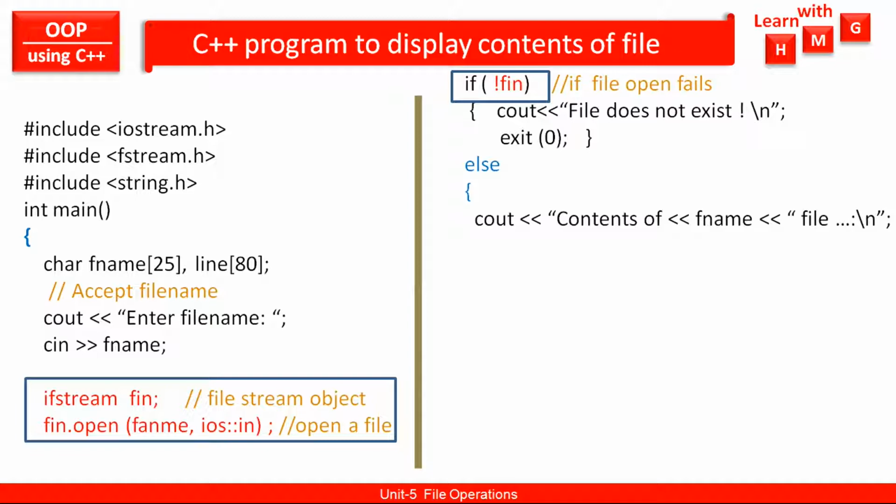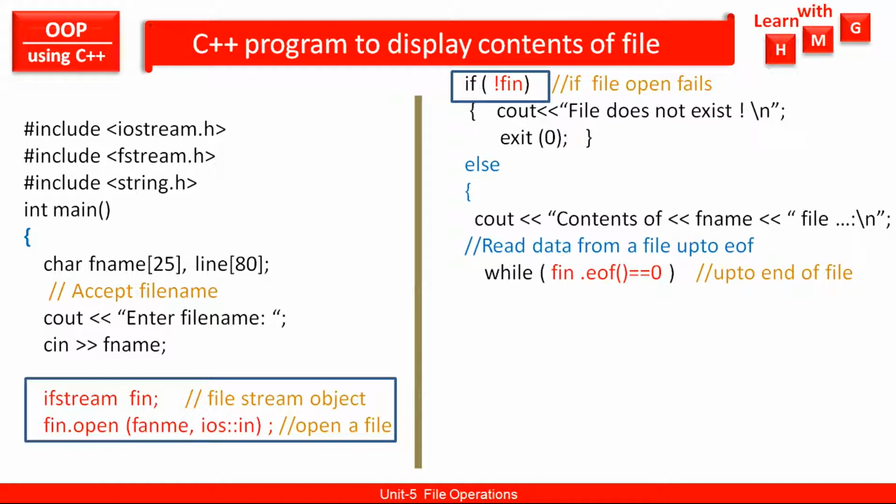So let us display the contents of the file by reading data from the file up to end of file. For that, you have to set a while loop up to end of file, that is, while not fin.eof. eof is a member function of the stream class and it is called using the fin stream object. The eof returns 0 if there is more data in the file, and it returns 1 if the end of file is detected. So here let us go for reading. Like this, you have to set the loop up to the end of file.